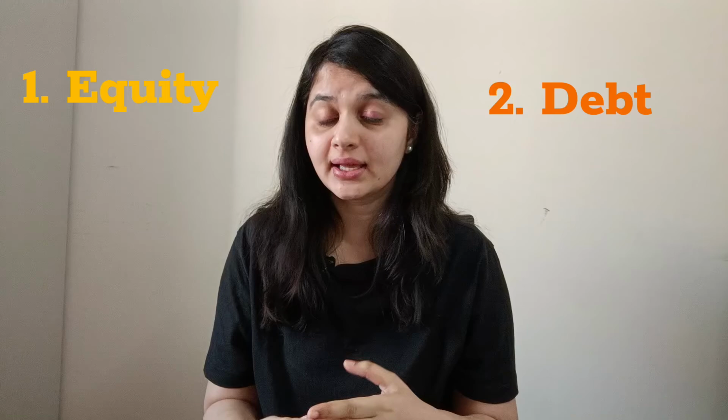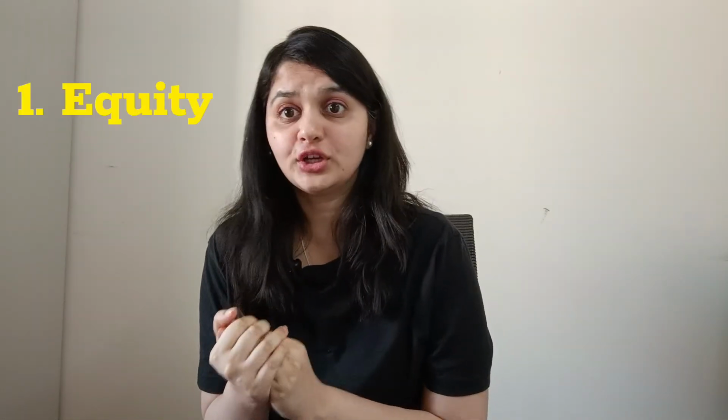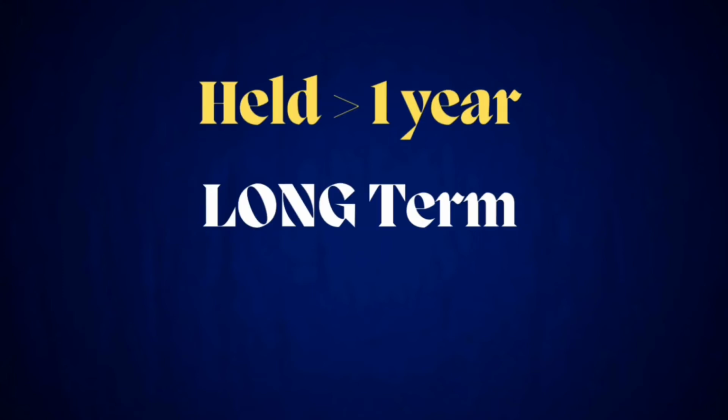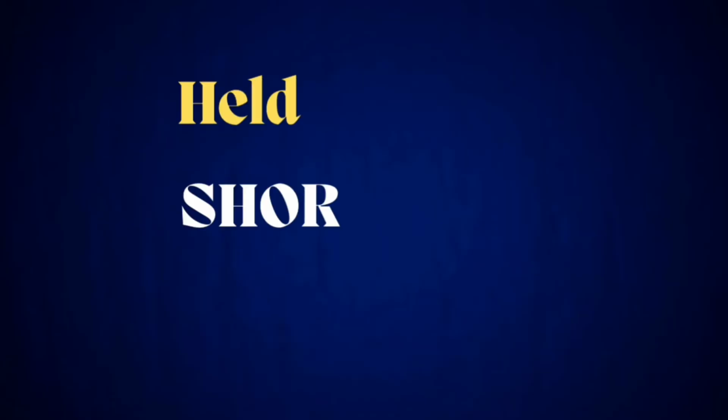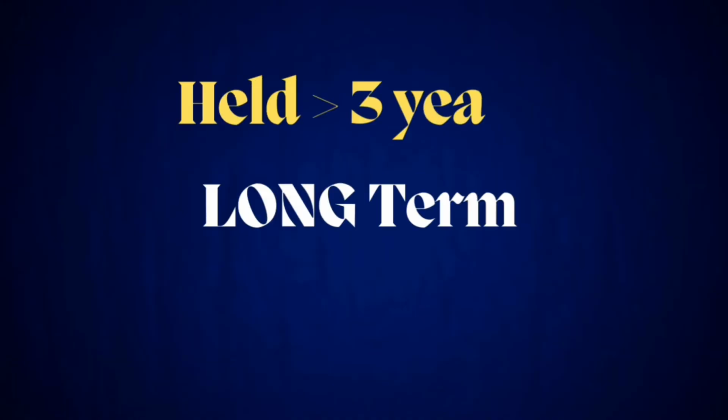The taxation of mutual funds mainly falls into 3 categories. One is equity, one is debt, and the other one is dividend. For equity, if the units are held for less than 1 year, they're considered short term. If they're held for more than 1 year, they're considered long term. In case of debt, if the units are held less than 36 months, which is 3 years, it's considered short term. If it's held for more than 36 months, which is 3 years, it's long term.